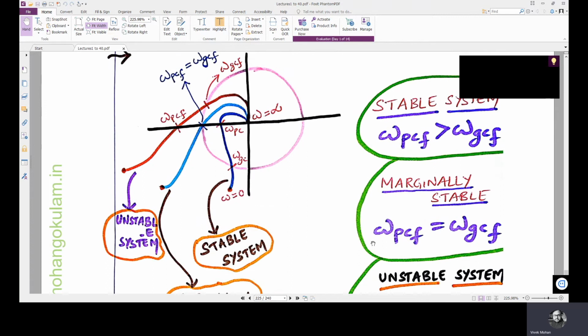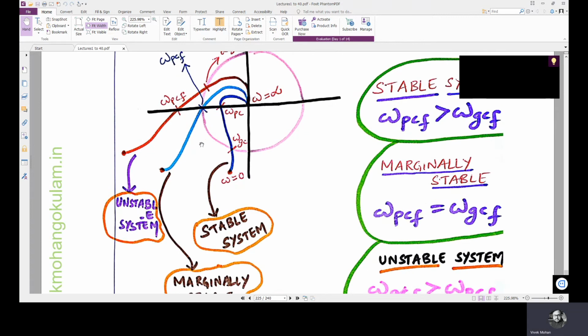Now you see here you have three systems. For the first system, it is inside the unit circle. Then the second system, it goes through the unit circle. Then for the third system, the point at which it crosses minus 180 degree, that is outside the unit circle. Here the point at which it crosses the minus 180 degree point, it is on the unit circle. Here the point at which it crosses the minus 180 degrees is inside the unit circle. So three different systems.